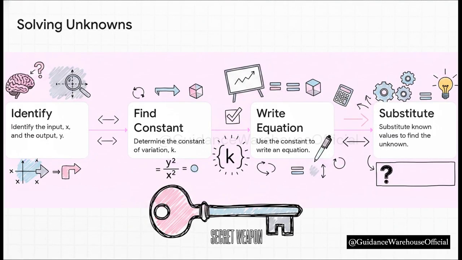Let's make this easier with a structured step-by-step example. Suppose you're told y varies directly with the cube of x. How do we actually solve for the unknown numbers? Step 1. Identify your input and output variables. Step 2. Find your constant k. If you're given x and y, you simply divide y by x cubed to isolate k. Step 3. You rewrite your clean equation with that specific k plugged in. And finally, step 4. Substitute your new values to solve. Finding k first is literally your secret weapon for all of these problems.